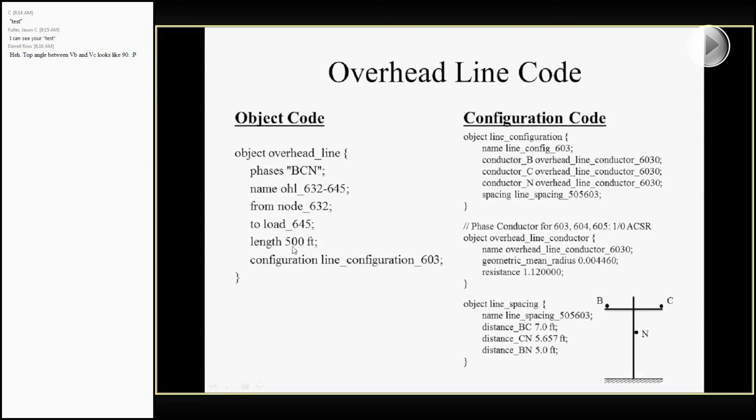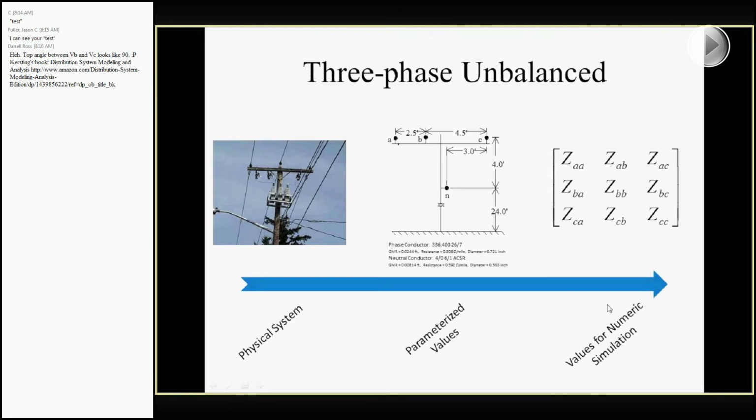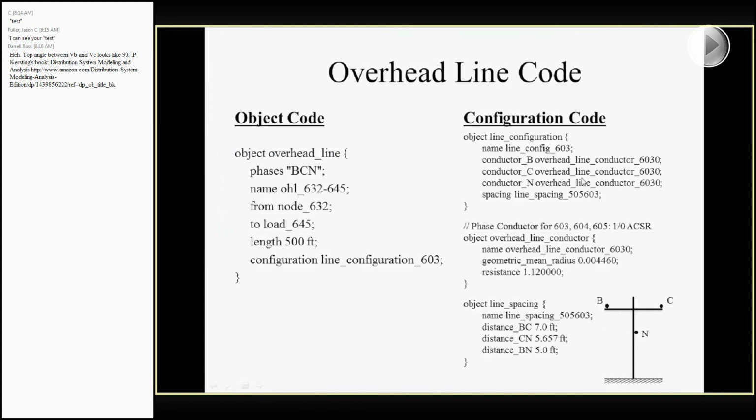It happens to be 500 feet in length, and it uses this particular line configuration, which is shown on the right-hand side. So this configuration code is where you get a lot of the physical parameters of the system lined up. If we look at the representation down here, this would be equivalent to that tower we just saw here, only basically that middle phase is missing. So if you look at the configuration, it'll have the conductors that are making up the individual wires of the system, and then the overall line spacing, which is their physical distance in space.